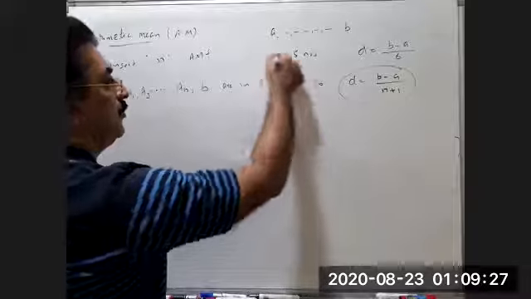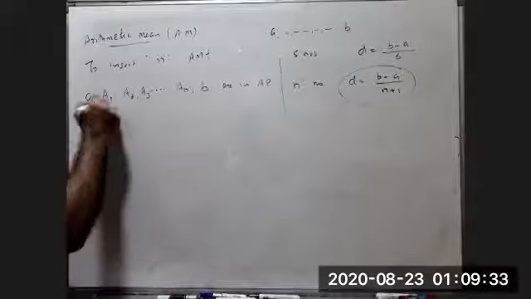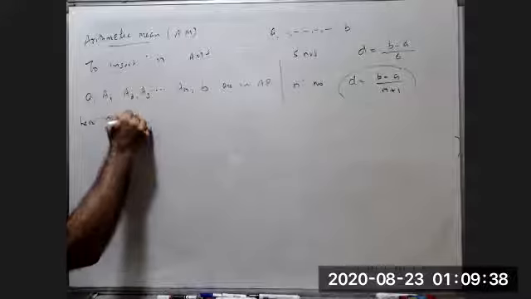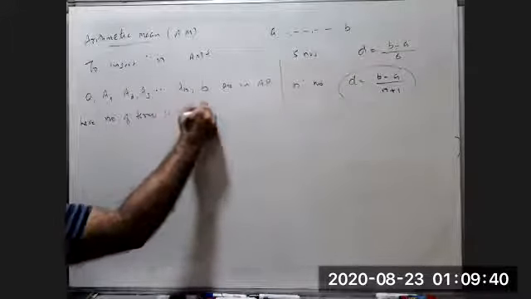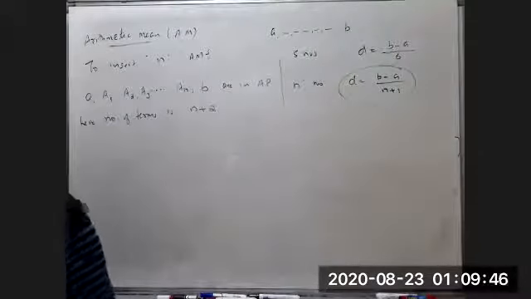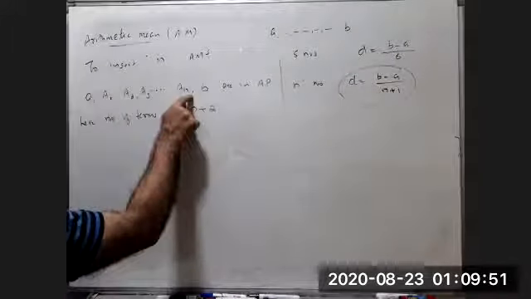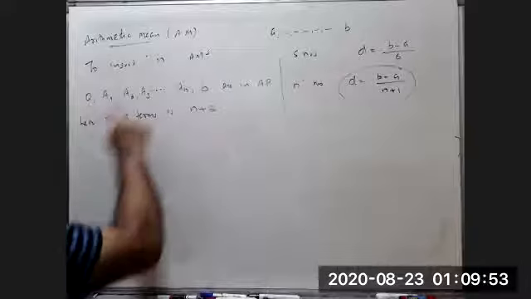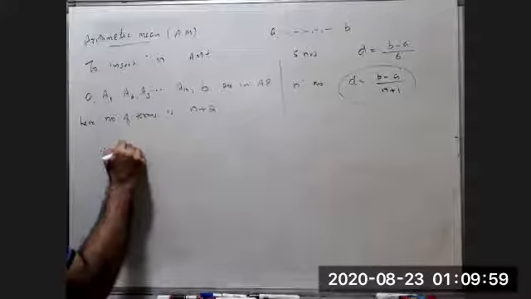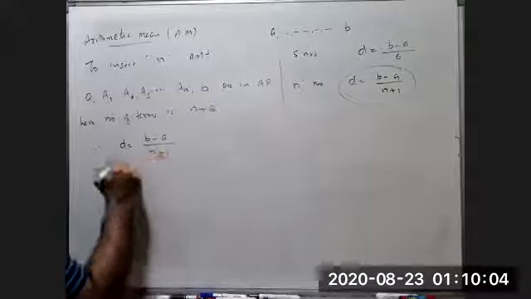Are in AP. Here, the number of terms is n plus 2. Why is the number of terms n plus 2? Because we have n arithmetic means plus 1 plus 1, which is 2. Therefore, d is equal to b minus a by n plus 1.